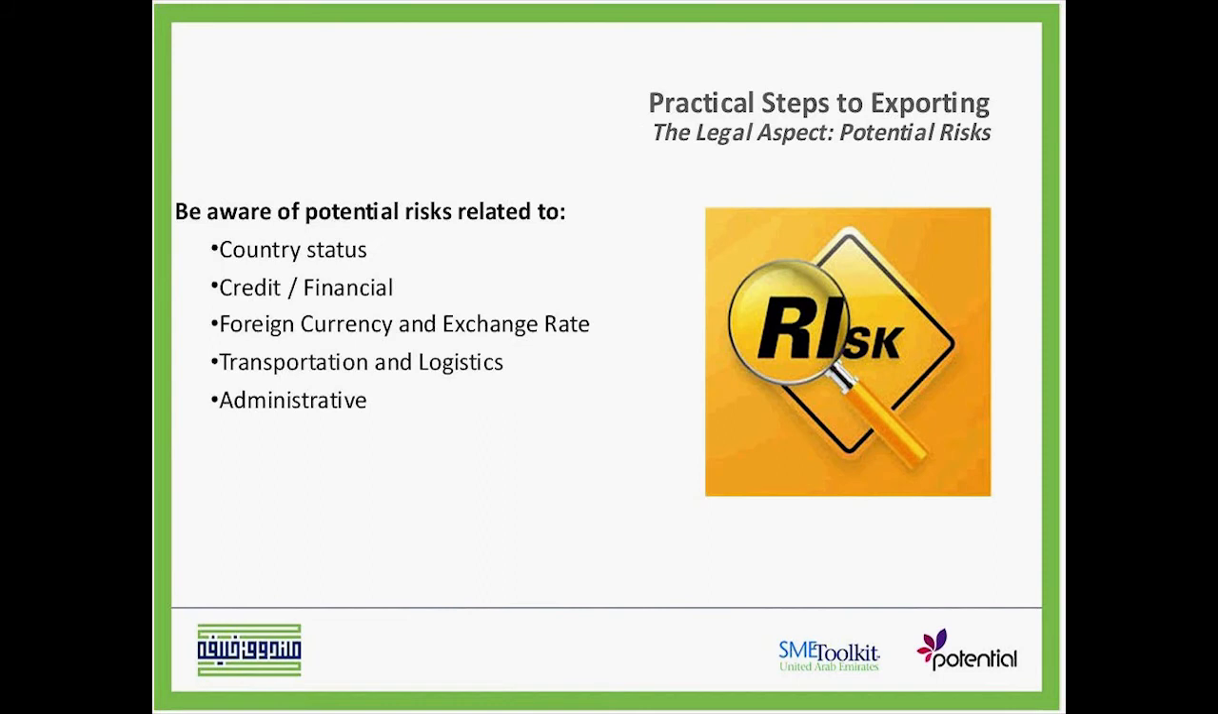Now, whenever you are exporting, you have to be aware of the potential risks that are related to the country status. So country status means from a political perspective, stable or unstable, from an economical perspective, does it have good economic growth or bad economic growth, etc. The credit and the finance, the foreign currency and exchange rate, transportation and logistics, and finally, any administrative risks that might occur during the export operation.